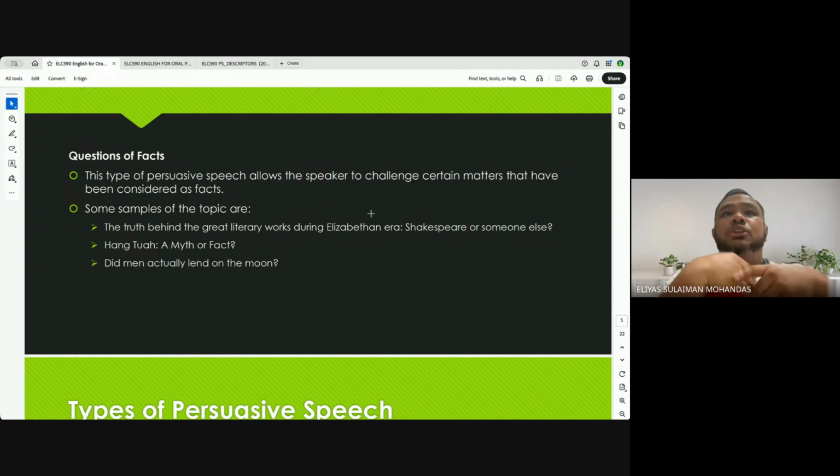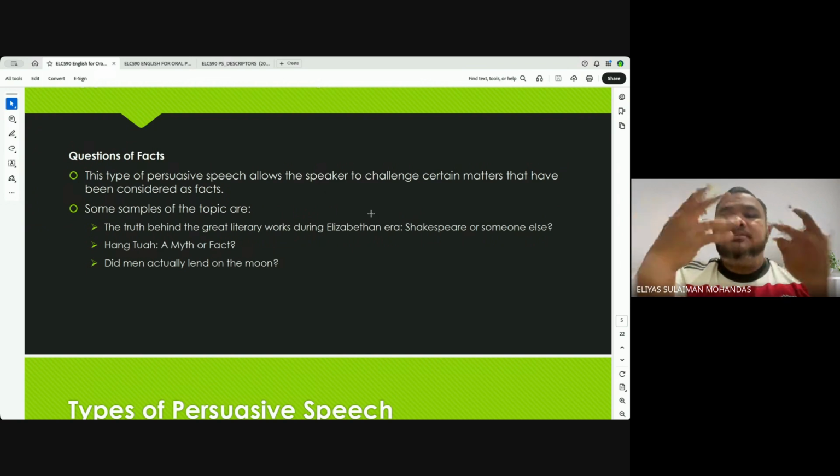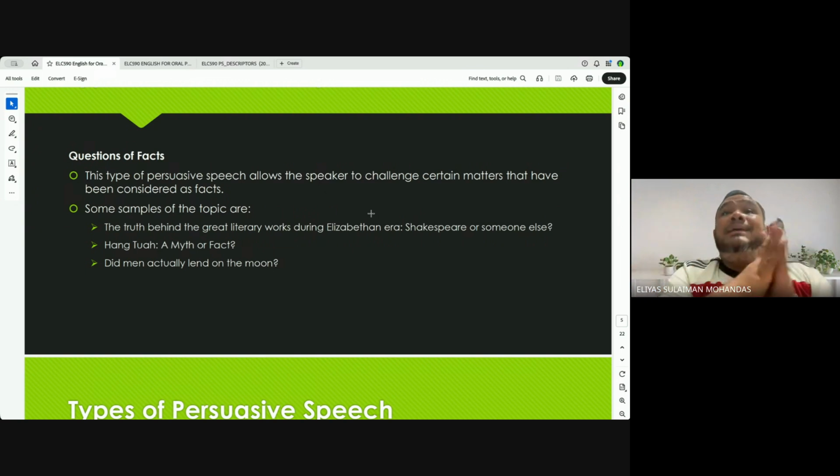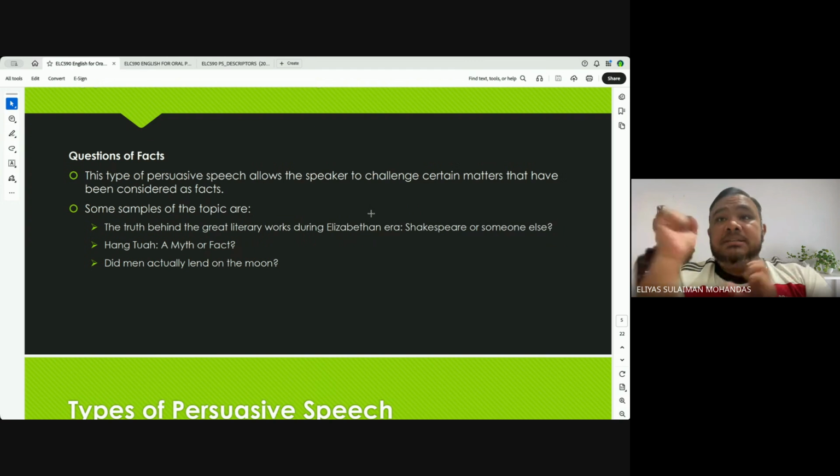And you also believe, because of evidence and whatnot, and you like to challenge the fact that William Shakespeare is not a person, but rather a persona or a character invented by Queen Elizabeth the First during her time, because she was the one who wrote those plays and poems and sonnets and everything. But because she didn't want everyone to know that it was her, the queen, she created that so-called character or persona. Or the second topic, Hang Tuah.